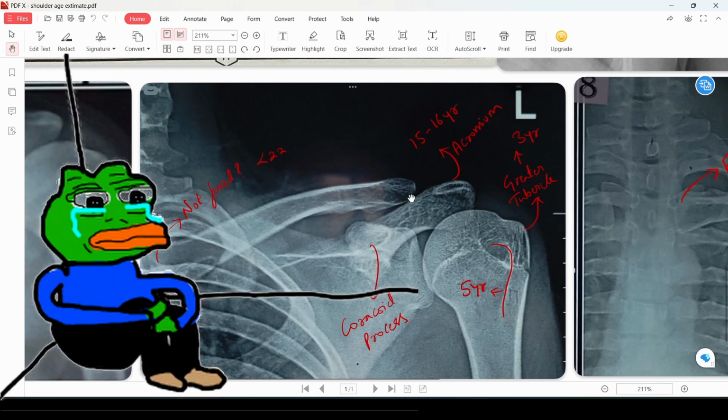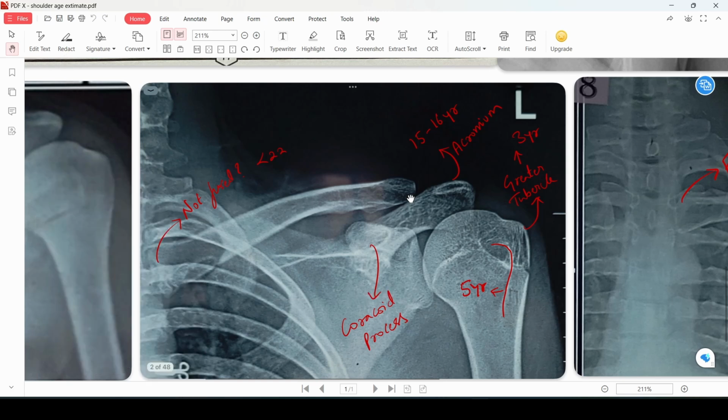So I'm not sure about that fusion, but if you know anything about that, you can just let me know in the comment section. Okay, so that's how it is. So we can approximately tell that this person is more than 5 years of age, at least equal to 15 to 16 years of age.